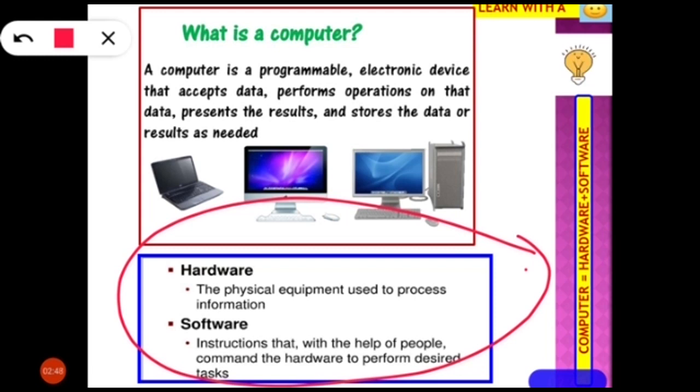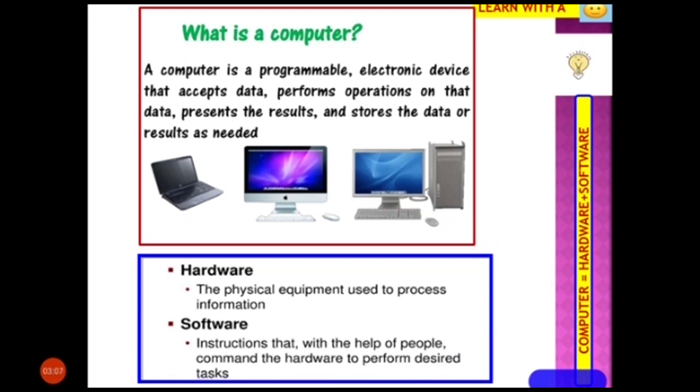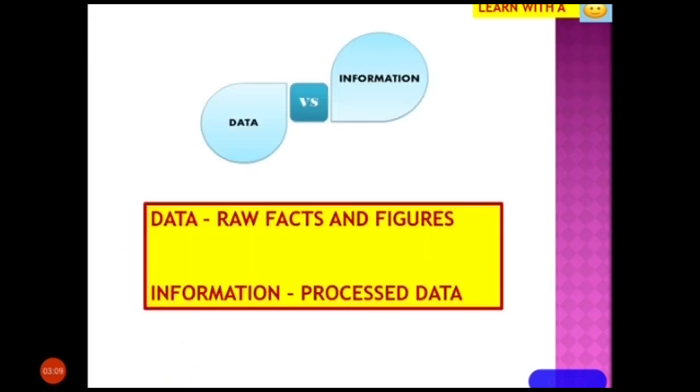We know that a computer comprises hardware and software. So hardware are the physical components and software are those instructions which basically run the computer. Hardware, tangible; software, which is not tangible.